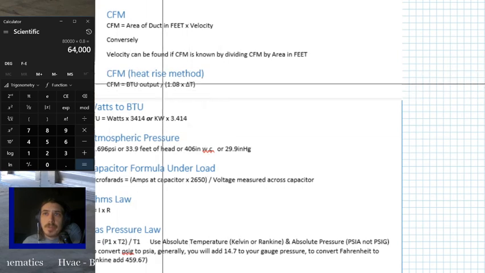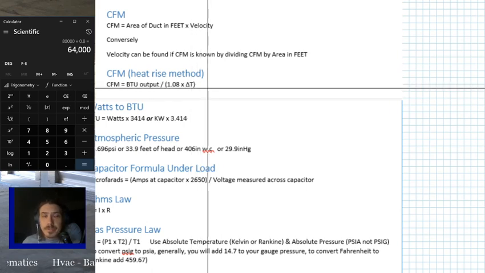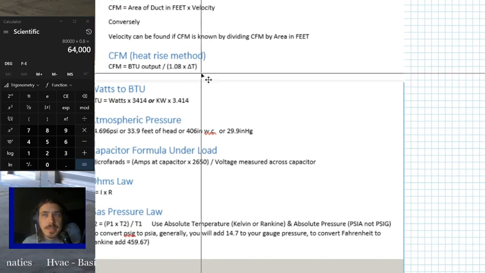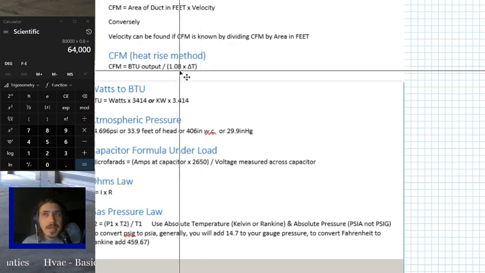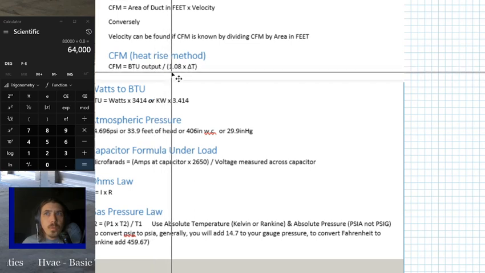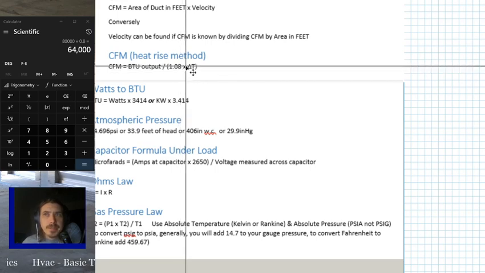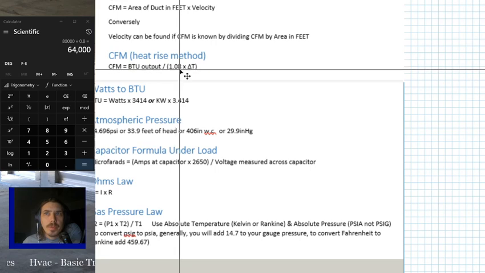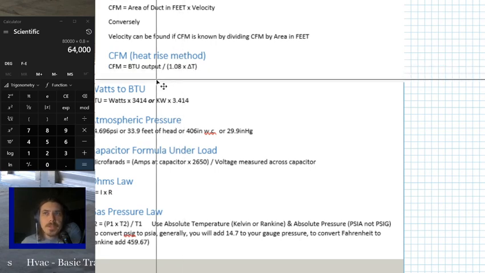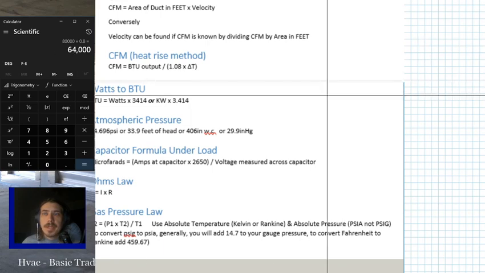CFM equals BTU output divided by 1.08 times delta T. Delta T is our temperature difference. Hopefully you know this by now, but delta T is your temperature difference across the furnace. 1.08 is just a constant for air. Sometimes you'll see this written as CFM equals BTU output divided by 1.1 times delta T. Some people just round up the 1.08 because it's not that critical of a number, but the right number is closer to 1.08.